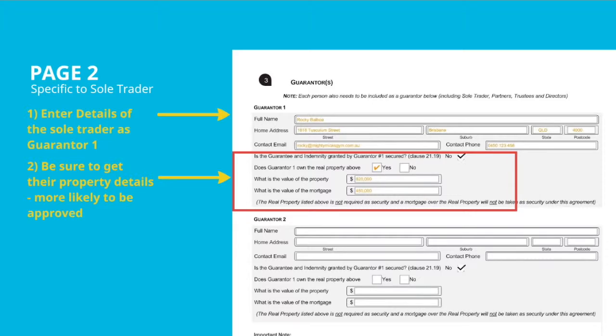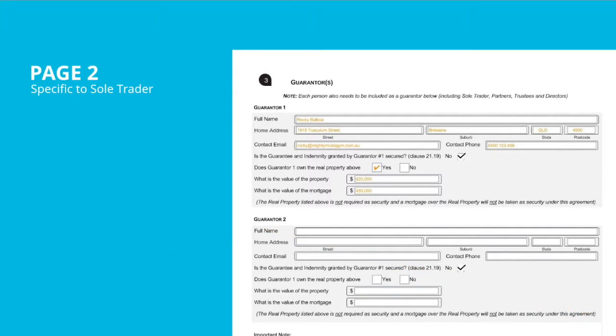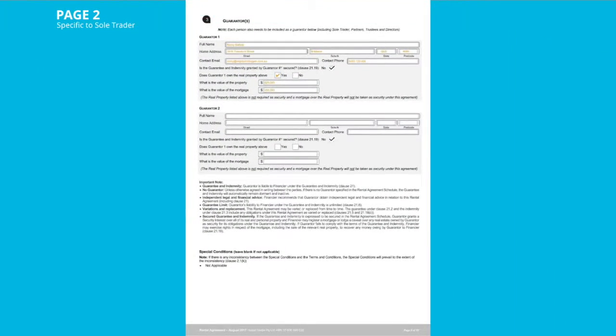As discussed in part 2 in detail, it's very important that you ask them about any property ownership and record the details here, including the estimated property value and the approximate amount of debt owed on the property, if they do indeed owe money on the property. As there is only one individual involved, there is no guarantor 2. Simply leave this section blank. So for a sole trader, only guarantor 1 details are required.